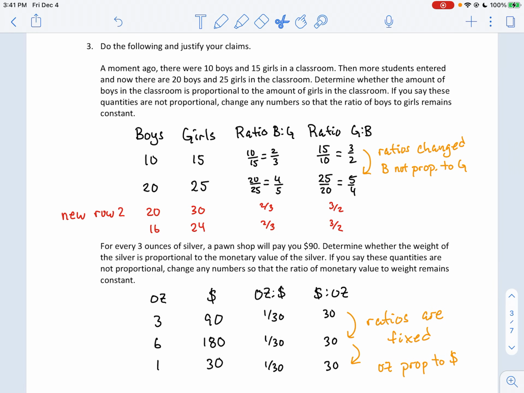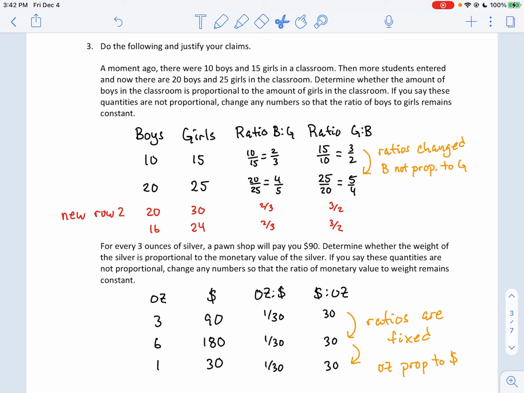So boys varied from 10 to 20. Girls varied from 15 to 25. And you do either ratio. Let's focus on the ratio of girls to boys. So you take the number of girls and divide it by the number of boys, and you get 3 halves is the ratio. Whereas for the second set of data, after they covaried, the new ratio is 5/4. So the ratios changed. Don't say the ratios are not proportional. Say the ratios changed. Therefore, the quantities are not proportional.